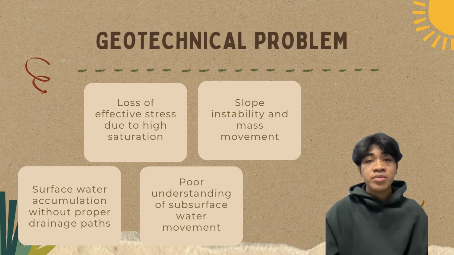Second, slope instability and mass movement. Saturated slopes are more likely to fail because the added water increases pore pressure and reduces the soil's shear strength, making landslides happen.